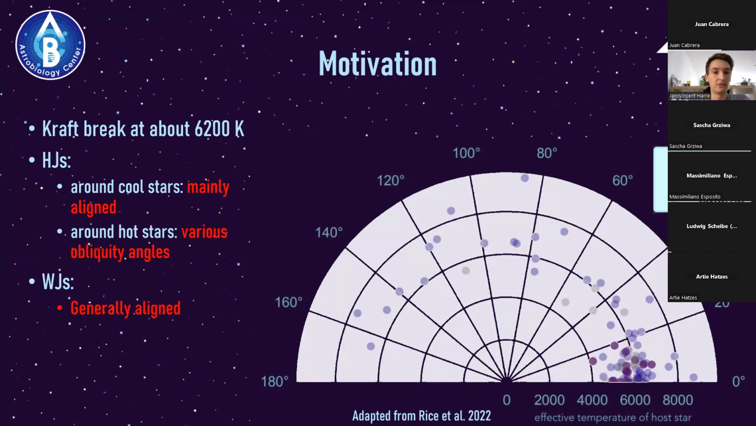Exactly. So hot Jupiters around cool stars are mainly aligned. Hot Jupiters around hot stars show various obliquity angles, and warm Jupiters are also generally aligned. So this indicates for us that there must be different migration pathways for these different types of planets.